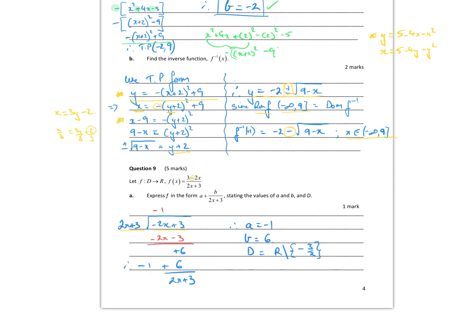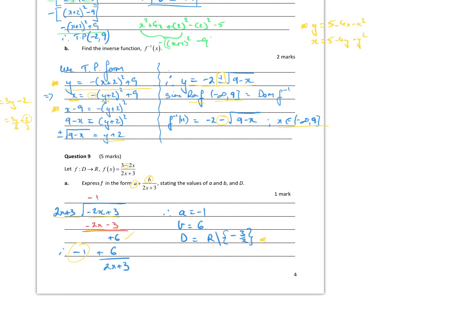So in red there, we've got a −1 at the top, multiply it down, we get −2x minus 3, subtract, 3 minus 3 is positive 6. So it goes in −1 times plus 6 remainder. So plus 6 over 2x plus 3. So now we need to state the values of A and B. A and B are −1 and 6 respectively. Capital D is the domain that we're interested in, which we've got R except for −3 on 2.